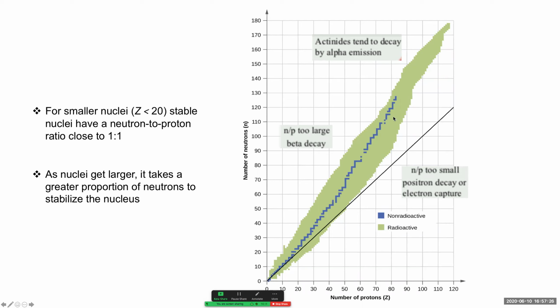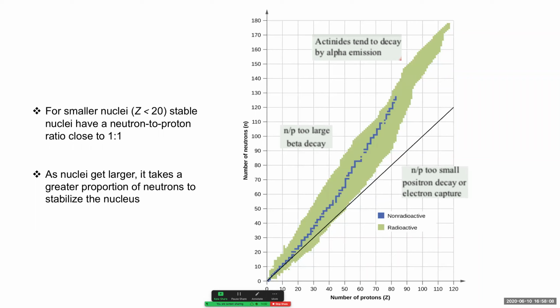Now, this blue line is interesting. The blue line stops up here at atomic number 83. That's the last stable element. All the elements above atomic number 83, remember the elements go up to 118, are all radioactive. Every isotope of all the elements above 83 is radioactive. There's a little note here on the side that says, as nuclei get larger, it takes a greater number of neutrons to stabilize the nucleus.